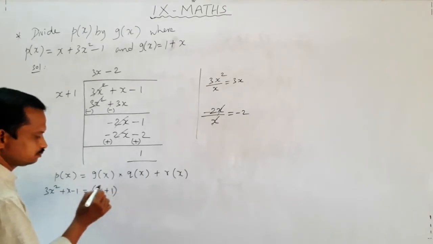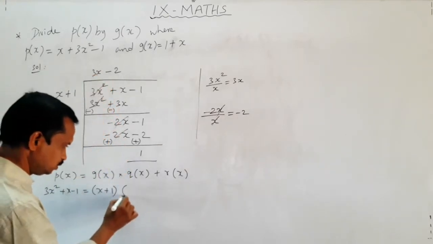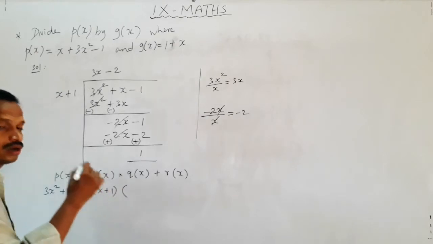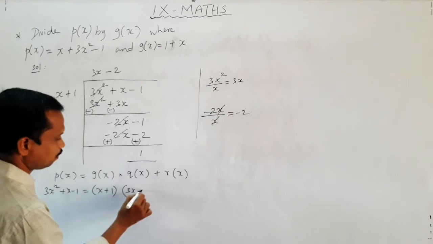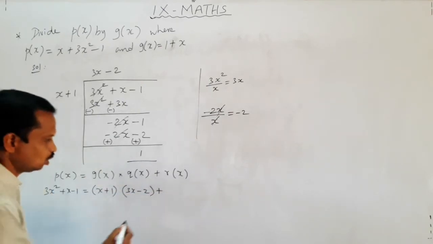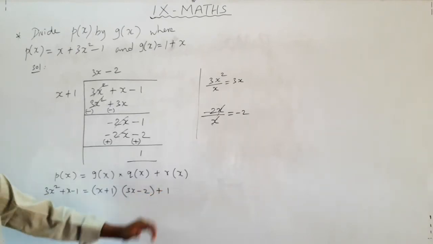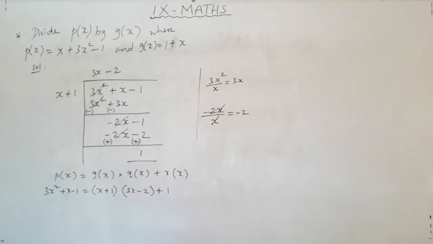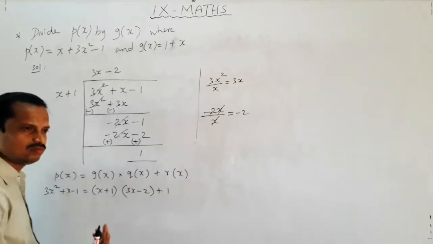So you have to put a bracket, and then what is the quotient? 3x minus 2. So no need to write the multiplication sign here because we are writing within the bracket. So 3x minus 2 plus, what is the remainder? 1. That's all. So 3x square plus x minus 1 is divided by the divisor x plus 1, and the quotient is 3x minus 2, and the remainder is plus 1.